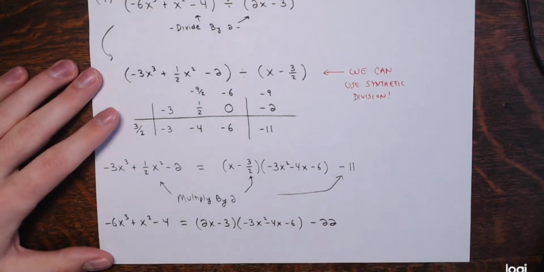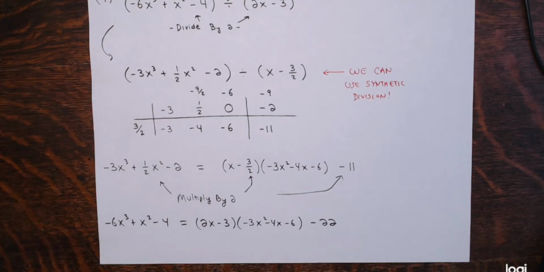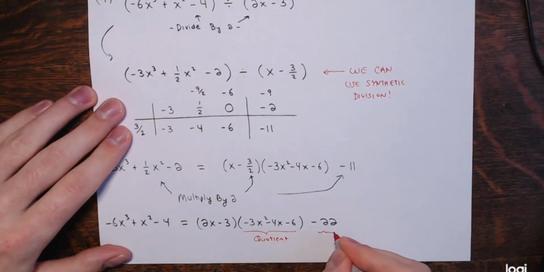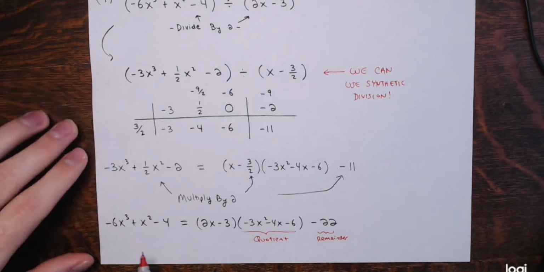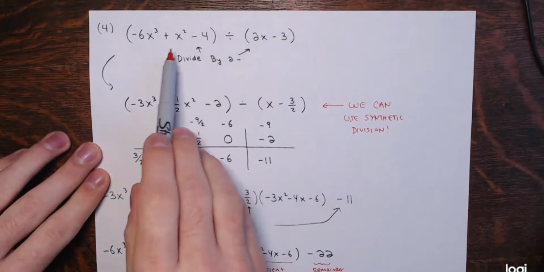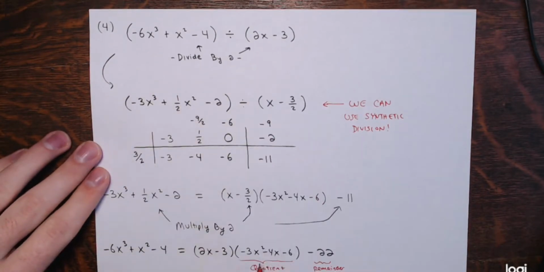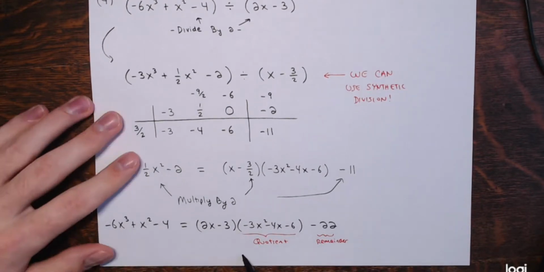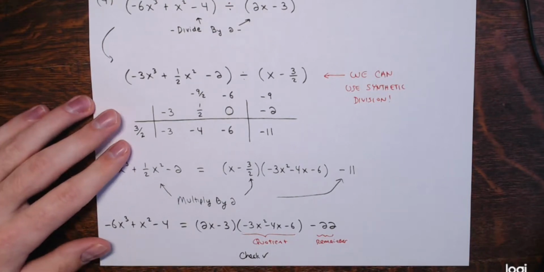I multiply the remainder by 2. Right? And here we go. So there's your quotient when dividing those two, and the remainder is -22. Again, that's the way it was originally given to me, right? The original dividend, the original divisor, the quotient is -3x squared minus 4x minus 6, and the remainder is -22. And once again, you can check this by multiplying, but I'll leave that to you. Multiply these two, and then subtract 22. You'll get -6x cubed plus x squared minus 4. I promise you.